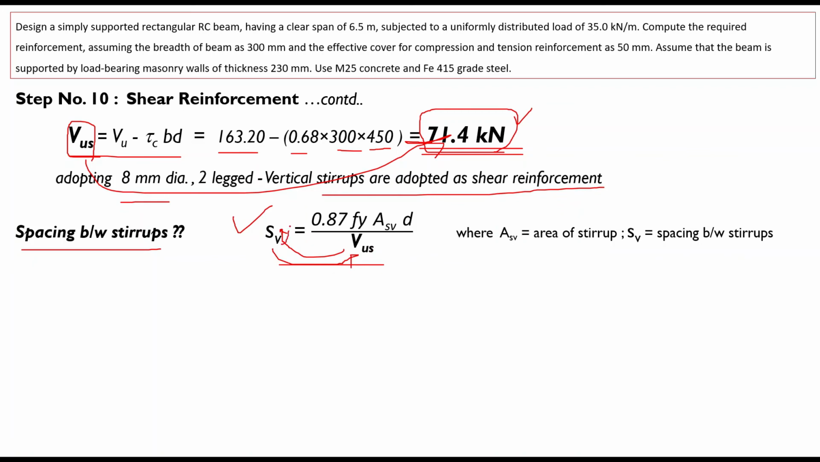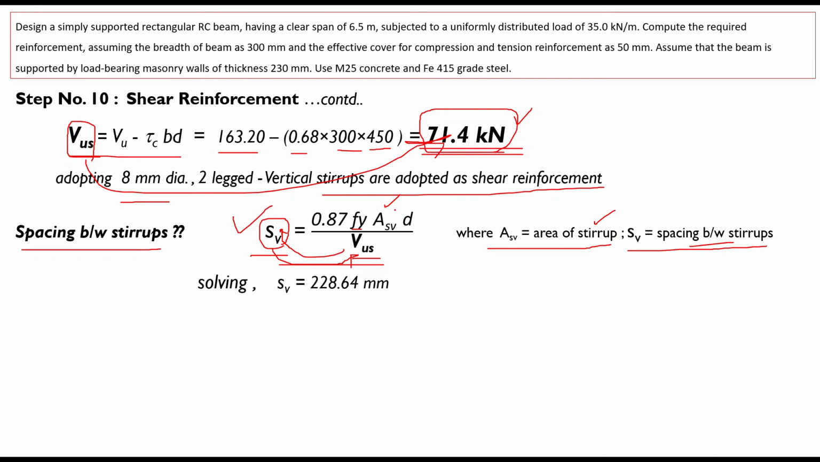So that means SV. Now in this particular equation, Fy, you know that it is the yield strength of the steel. Now what is ASV? ASV is the area of the stirrup. If we are providing one leg, two leg, etc., so area of the stirrup we have to calculate. And VUS we have already calculated, that is the shear force for which shear stirrups need to be designed. And what is SV? SV is the spacing between the stirrups. So we have to calculate from this formula what will be the spacing between the stirrups required.